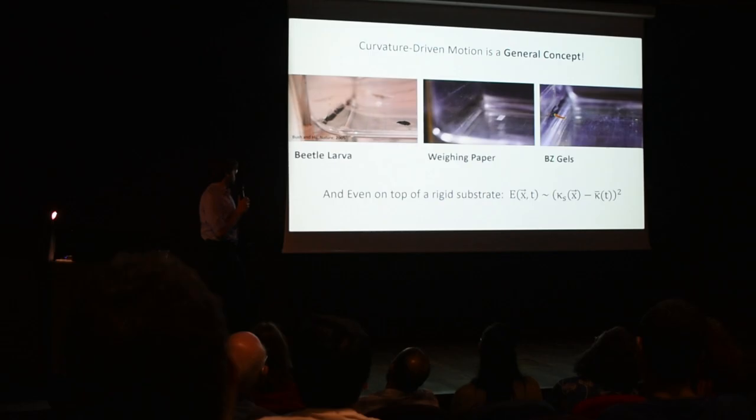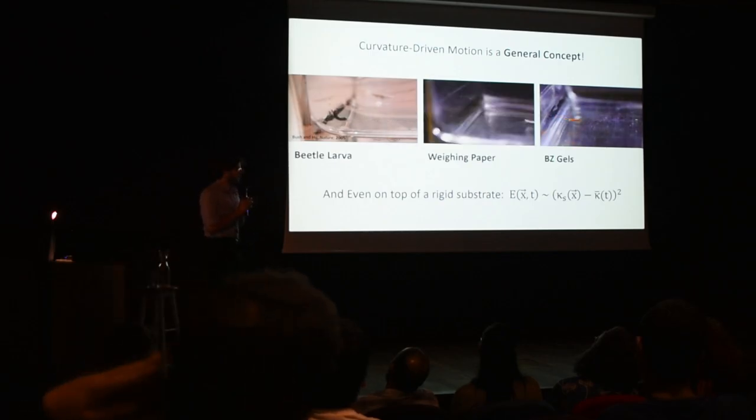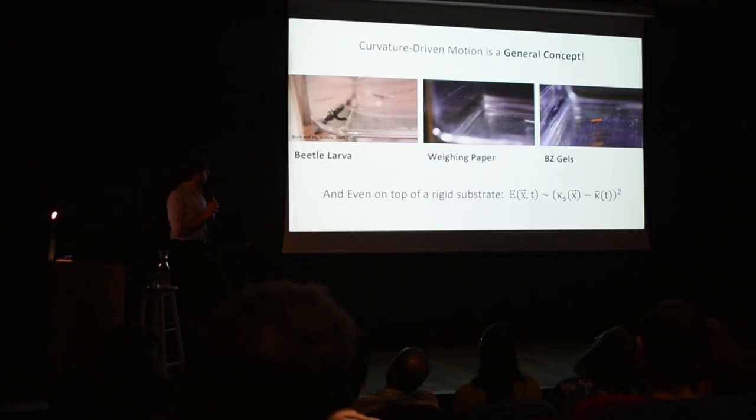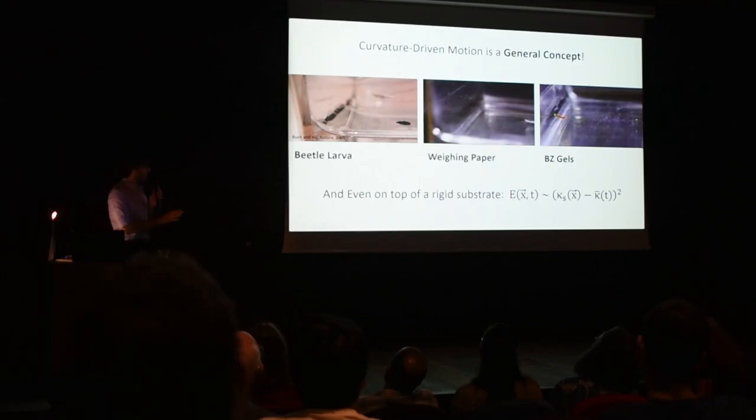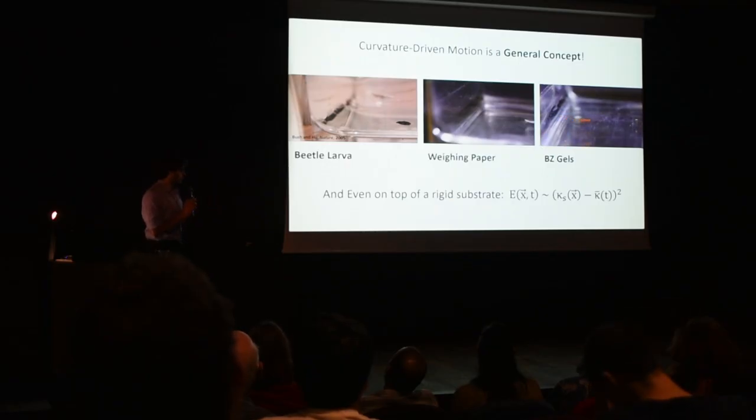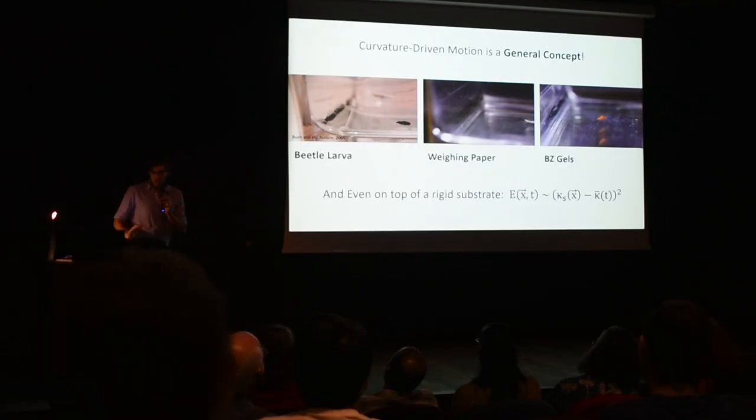Okay, and my main message is that this concept is general, and you can see it in our gels, but you can also see it in living systems like this nice beetle larva that curves its back in order to climb up to solid ground. And you can see it also in this Wayne paper. The movie doesn't work, but it doesn't matter, it does the same thing. And you can use this concept to create motion on totally rigid substrates, no liquids, nothing.